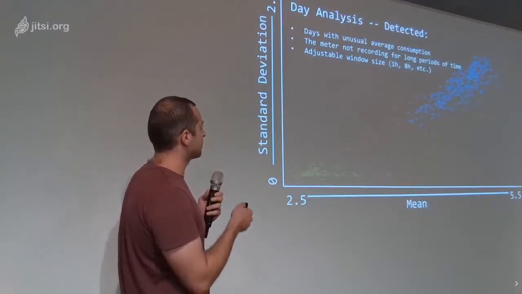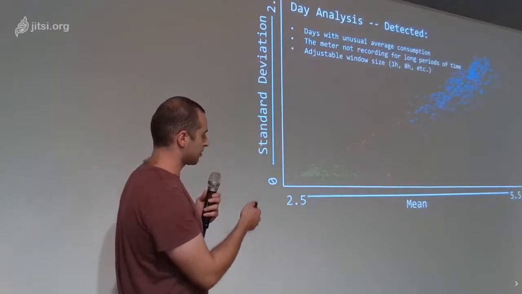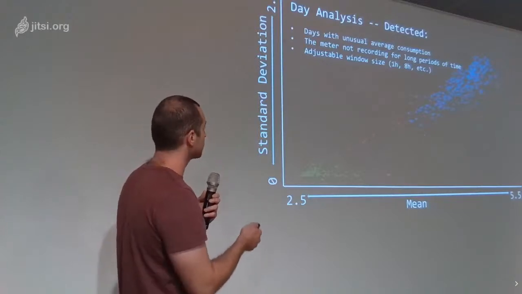So we also detected days where the meter was not running. And I want to say that this method, we use it for 24 hours, but it can be adjusted for other time windows.